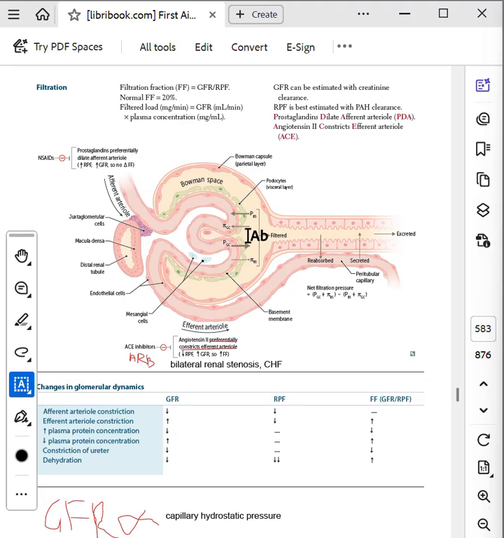Now, there is something called renal plasma flow. What is renal plasma flow? It's the volume of plasma that's delivered to the kidneys per minute. All the amount of plasma in 1 minute that's being delivered to this kidney is your renal plasma flow, right?